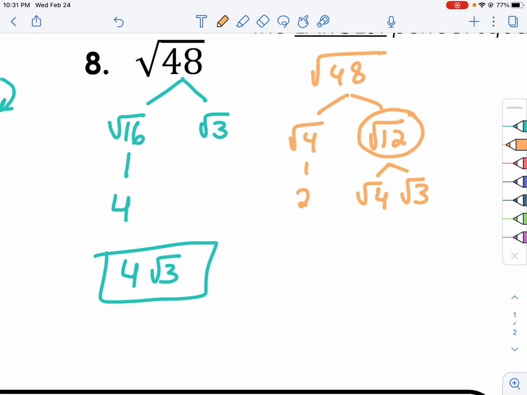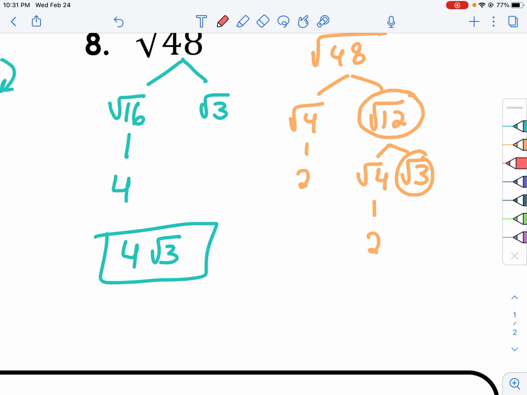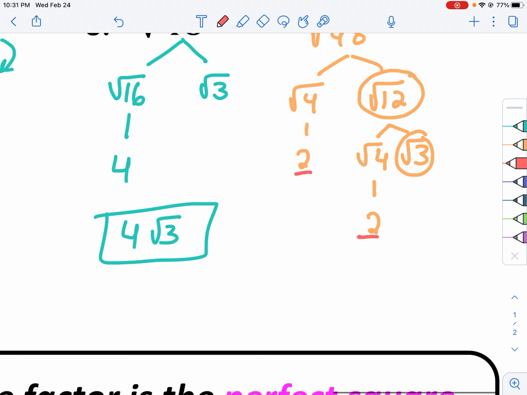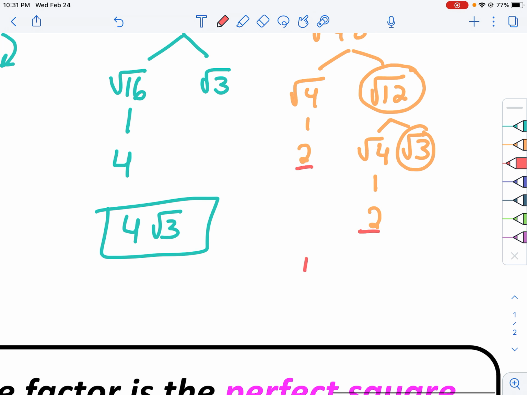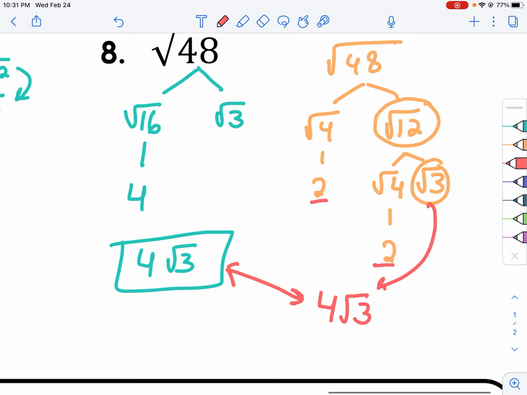So then square root 4 is 2. This square root 4 is also 2. Square root 3 is going to stay. What you do is you multiply the two terms that are outside of square roots. So 2 times 2 would give us 4. And then that square root 3 just gets dropped down. And there we go. We have the same answer.